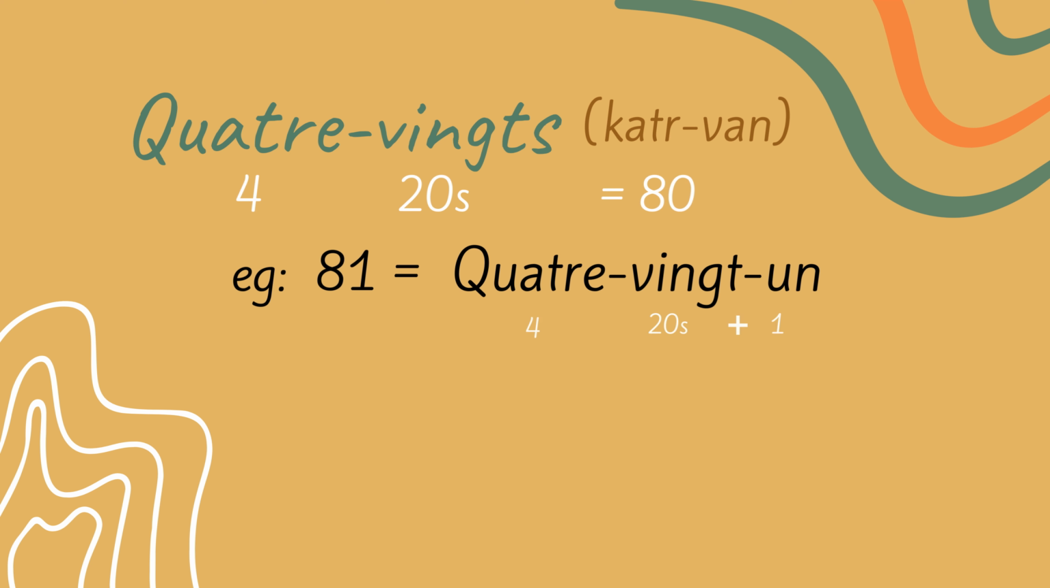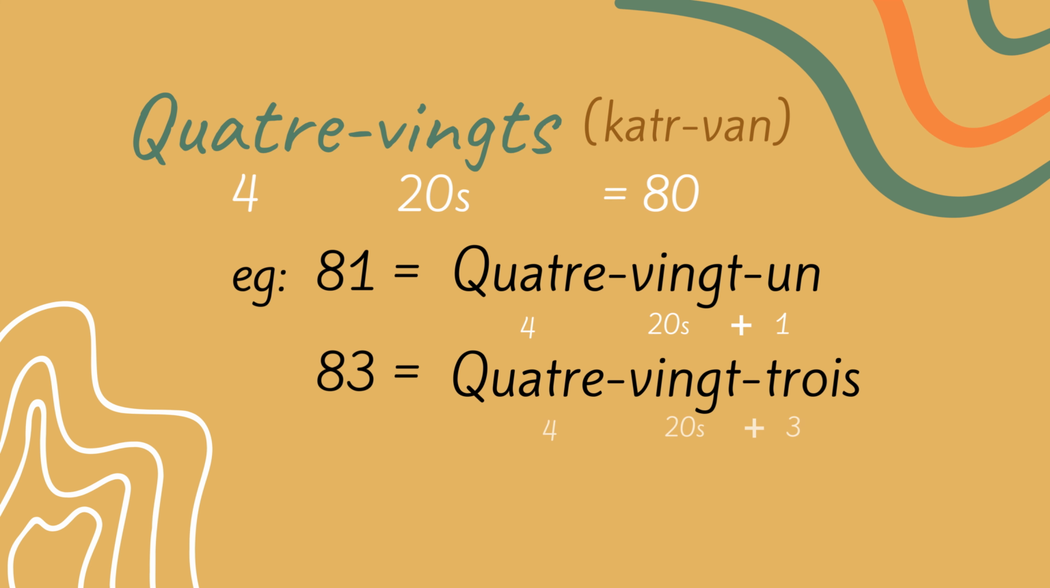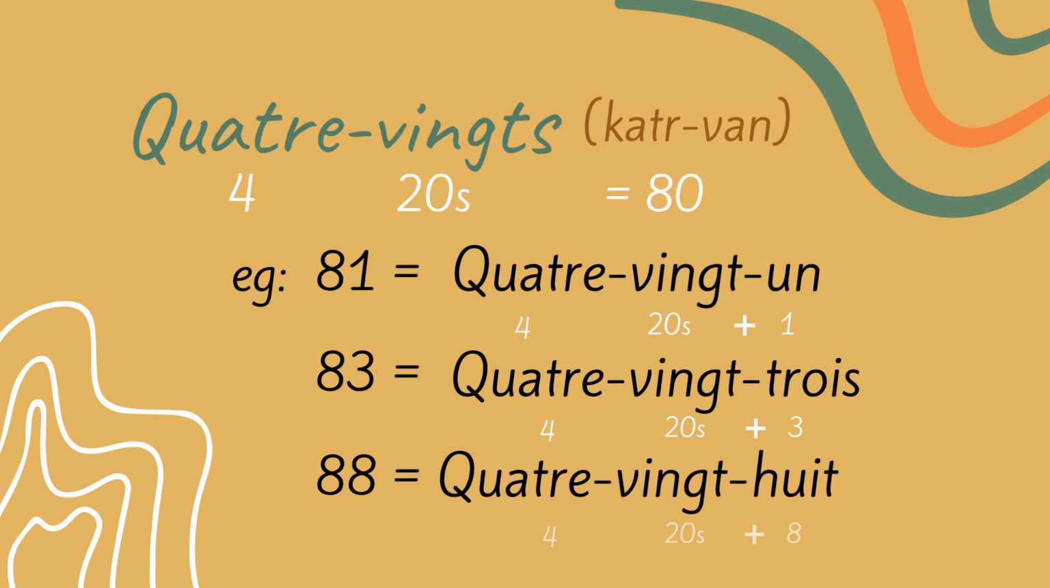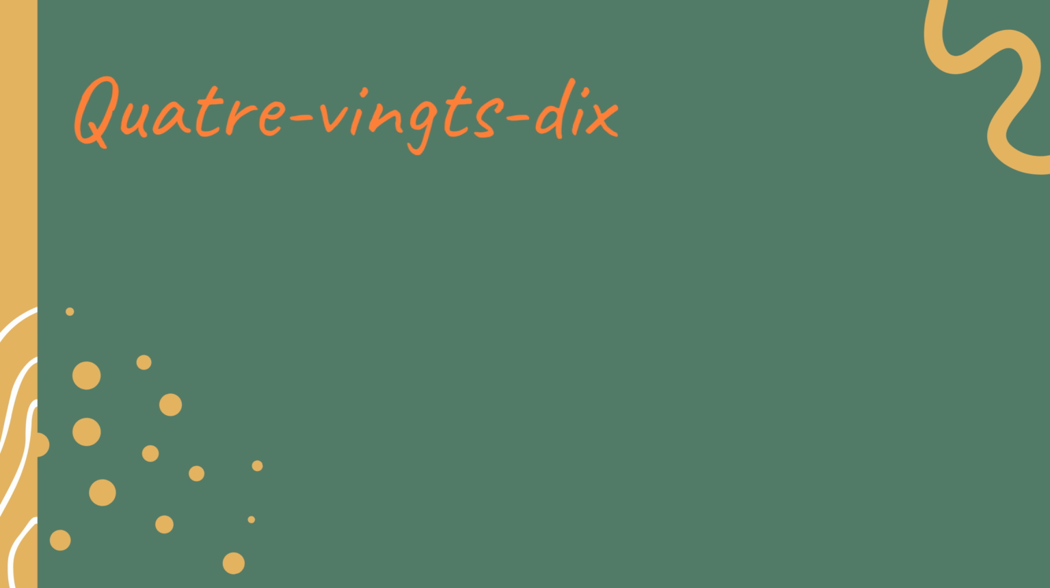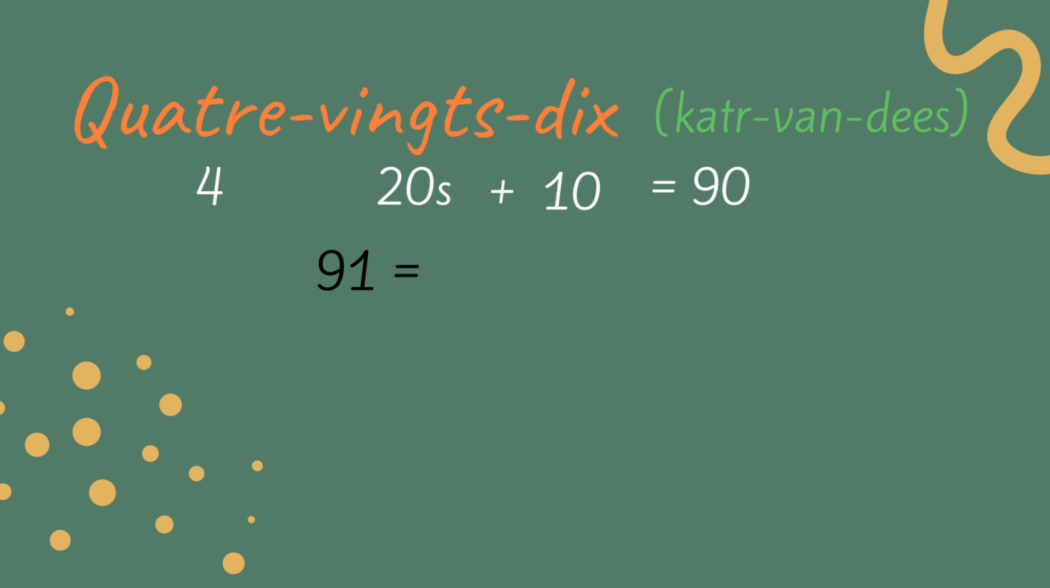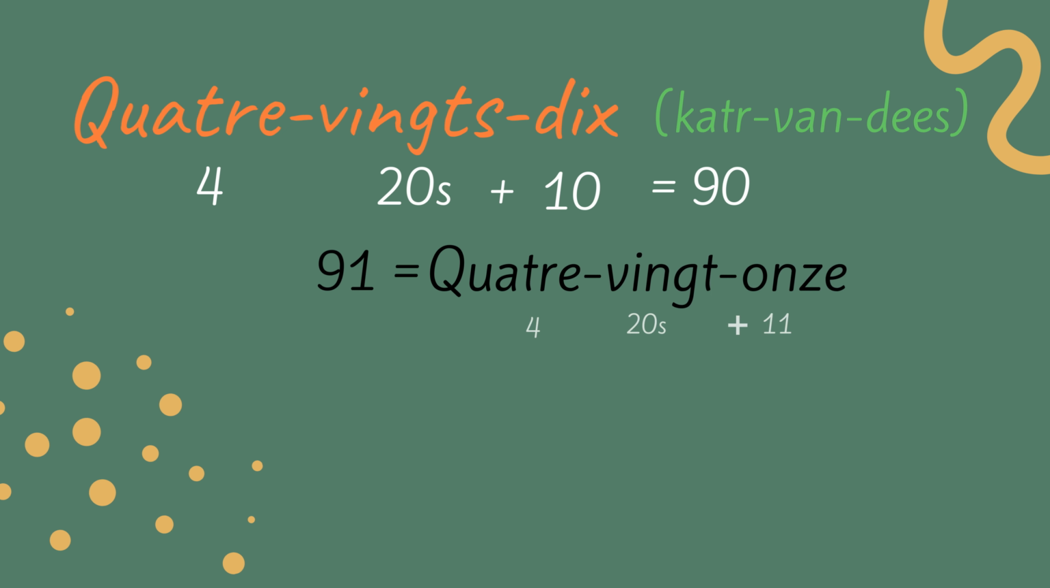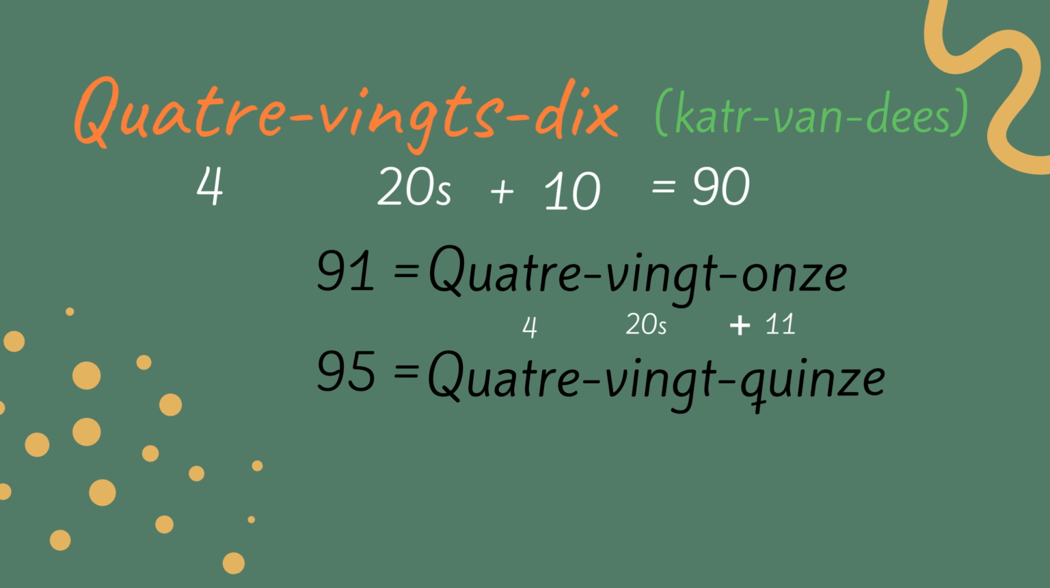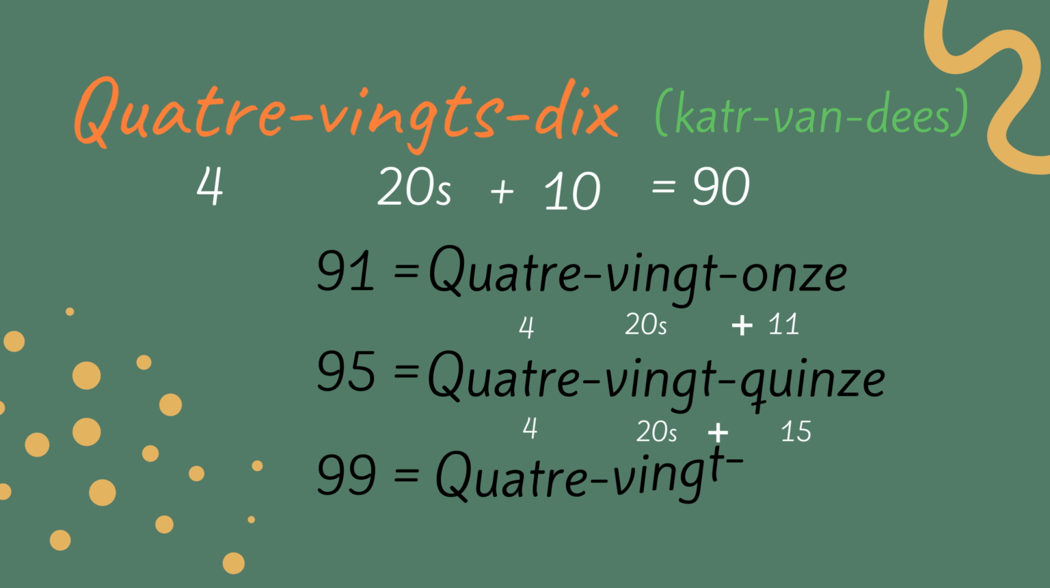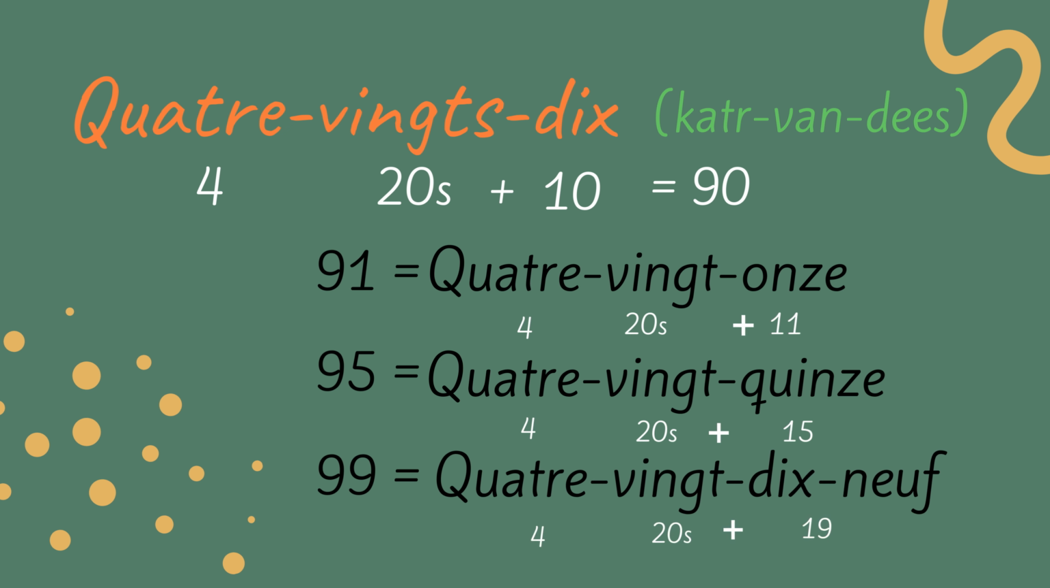This is 4 20s plus 1. 83 is 4 20s plus 3. 88 is 4 20s plus 8. 90 onwards still follows the same concept. 90. 91 means 4 20s plus 11. 95 is 4 20s plus 15. 99 is 4 20s plus 19.